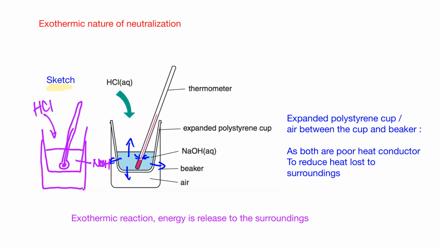In this setup, we have used two apparatus. First of all, we have the expanded polystyrene cup and we have a beaker outside. The function of the beaker is actually to trap some air in the middle. You have to notice that the expanded polystyrene cup and also the air between the cup and the beaker, both of them are poor heat conductors, so we can reduce heat loss to the surroundings. Pay attention to the words that we've used. It is reduce heat loss to the surroundings, but we are not preventing heat loss to the surroundings, because it is impossible for us to prevent heat loss to the surroundings. So pay attention to this.